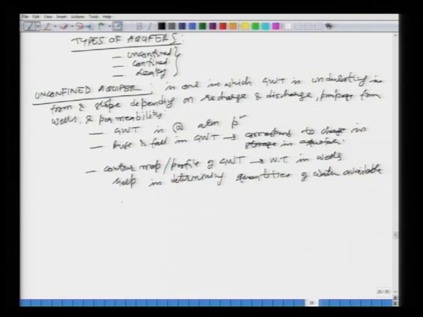Okay, and its distribution and movement.